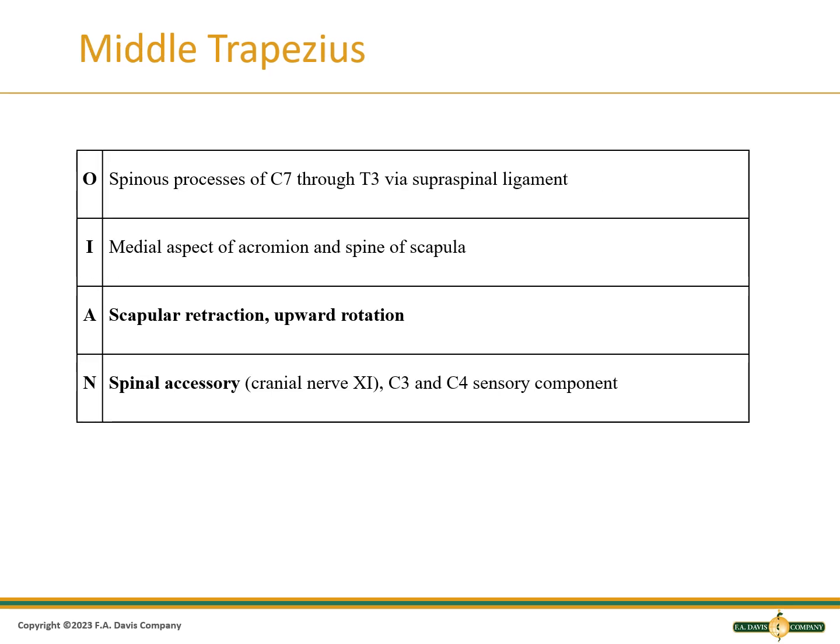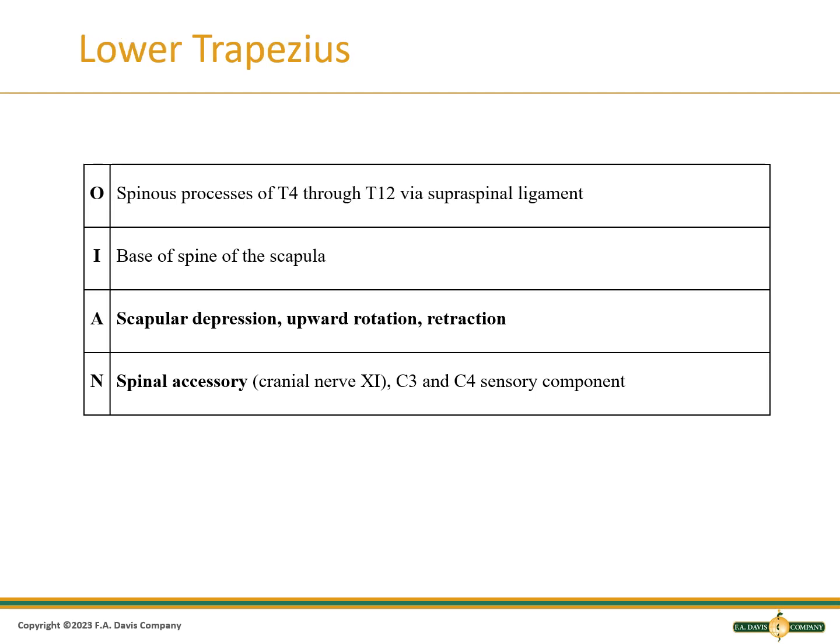Our middle trap originates on the spinous processes of C7 through T3 via the supraspinal ligament. It inserts on the medial aspect of the acromion and the spine of the scapula. Its action is scapular retraction and upward rotation, and it is innervated by the spinal accessory nerve. The lower trap originates on the spinous processes of T4 through T12 via the supraspinal ligament. It inserts on the base of the spine of the scapula. It acts to perform scapular depression, upward rotation, and retraction, and it is innervated by the spinal accessory nerve.